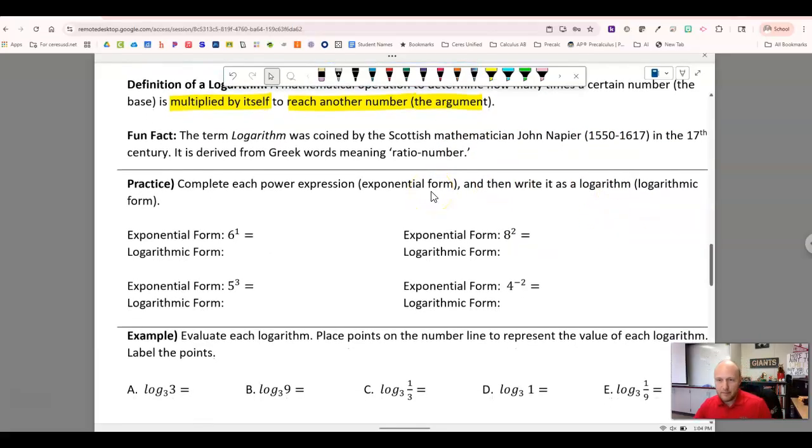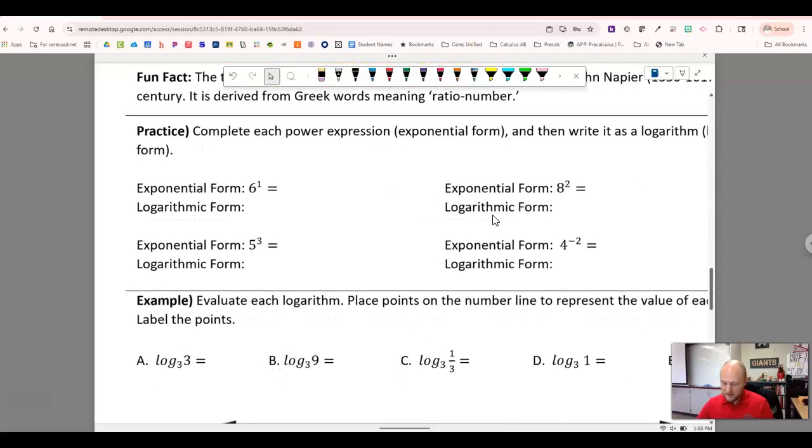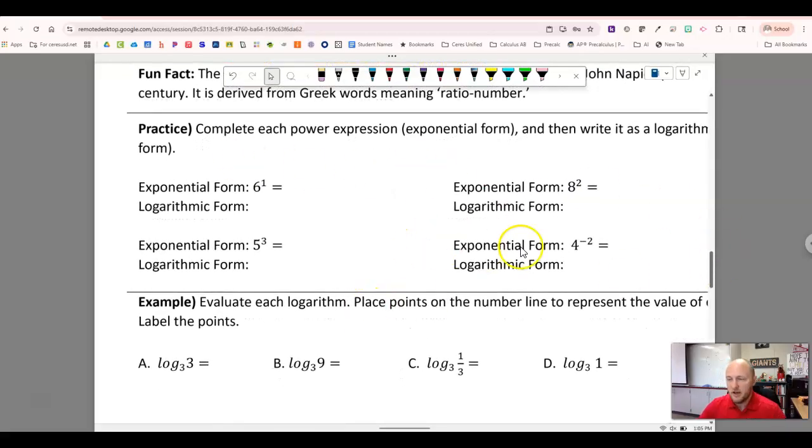So enough of me yapping. Here is the practice problem. I want you guys to evaluate these exponential forms and then put them into logarithmic form. I'll allow you to pause me here, and then I'll show you the answers to these.